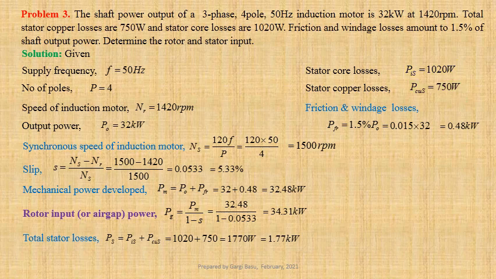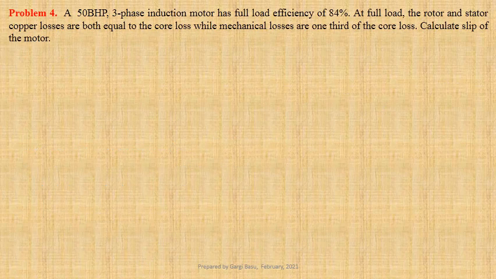Let us now calculate stator input power. Pin equals Pg plus Ps, that is equal to 34.31 plus 1.77, that gives us 36.08 kilowatt.